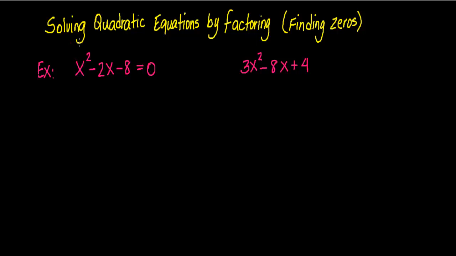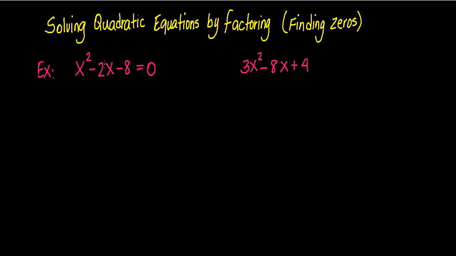In this video, we're going to solve quadratic equations by factoring, which also means finding the zeros. First thing we have to look at here is that when we talk about equations, there has to be an equal sign. Anytime you have an equation, you will see an equal sign. It has to be equal to something. And whenever we want to solve the quadratic equation, we have to equal it to 0.